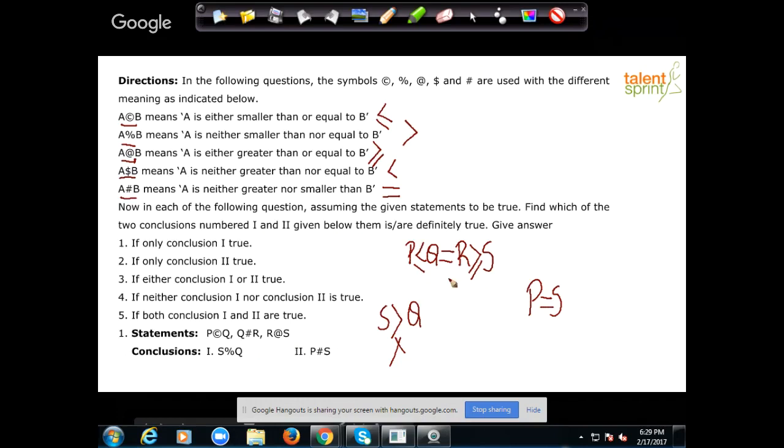Now, if you look at the given inequality that we have, we know that P is less than or equal to Q, which means that there is a strong possibility in which P will be equal to Q. We also know that Q is equal to R and R is greater than or equal to S, which means that there will be a given condition in which all these will be equal. Therefore, this conclusion holds true, which means that our answer here will be 2, that only conclusion 2 follows.